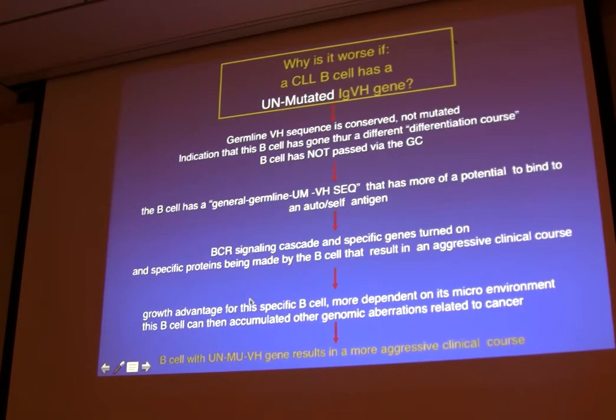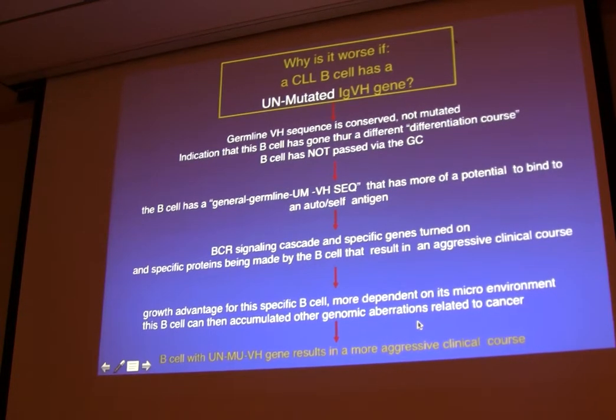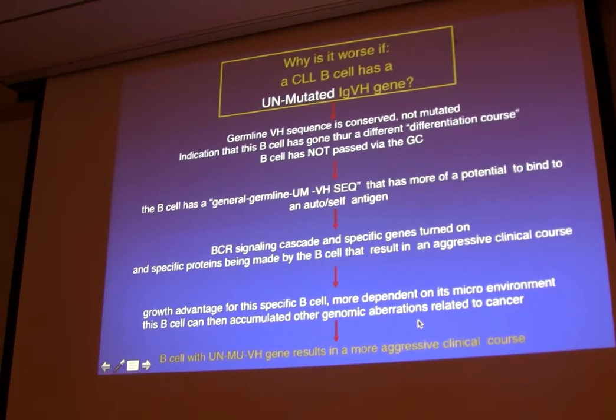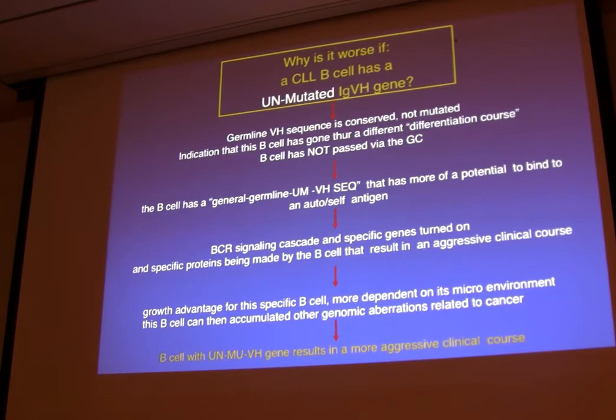And unfortunately, the ones that are turned on are anti-apoptotic and resistant, and they change things in the clinical course. And again, unlike the other cells, since these cells have a growth advantage because of these different proteins that are turned on, they can unfortunately accumulate other genomic aberrations related to cancer. That's why many times people that have unmutated VH genes also have a high probability of having 17p or trisomy 12. If we took 1,000 patients and looked at the 17p deleted people, most of them have unmutated VH.